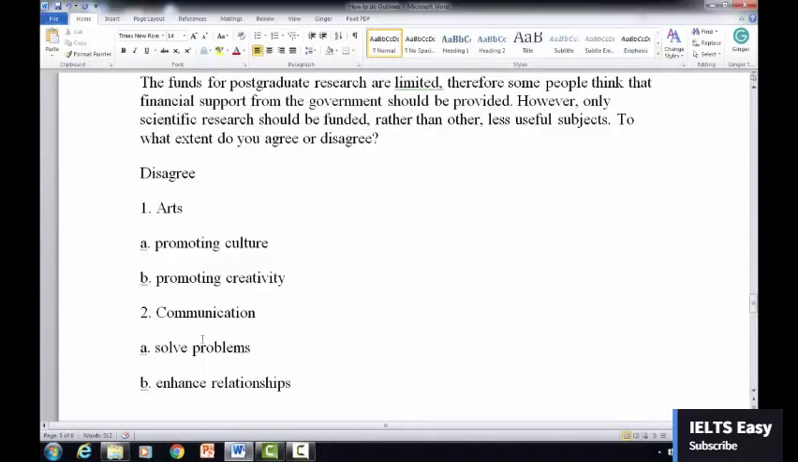There is no right or wrong side. Okay? Understand that. There is no right or wrong side. If you agree, then explain why you think we should only fund science. If you disagree, then explain why we should fund the other subjects, that they are just as important. They're not less useful.